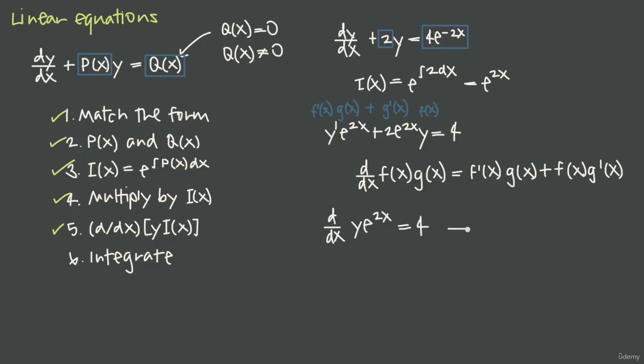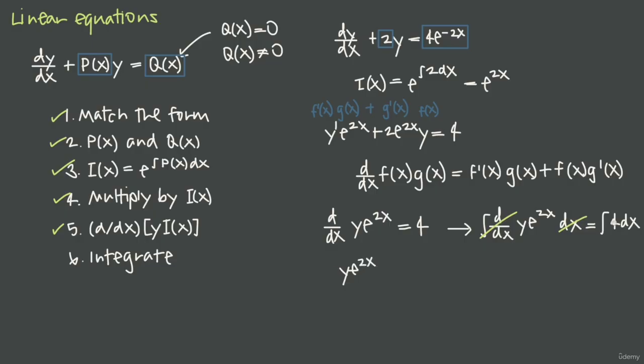So if we integrate both sides, we'll rewrite this as the integral of d dx y e to the 2x, and because we're integrating, we'll say dx here, equal to the integral of 4 dx. When we integrate a derivative, remember integration is the opposite operation of differentiation. So these two things cancel each other out. The integral cancels the derivative and vice versa. Those operations undo each other. So the left side becomes just y e to the 2x, or y times the integrating factor.